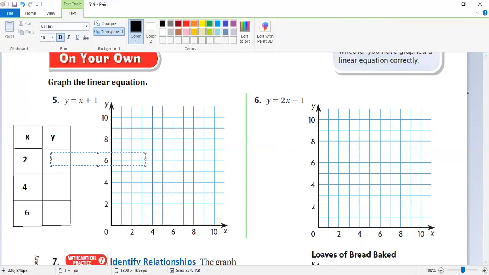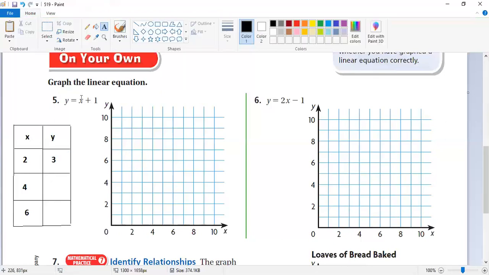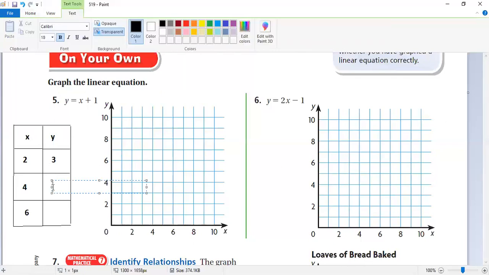Okay, so here in place of X, I will write 2. So 2 plus 1 will give me 3. In place of X, I will write 4. So 4 plus 1 will give me 5. In place of X, I will write 6. So 6 plus 1 will give me 7. So that means when X is 2, Y is 3. When X is 4, Y is 5. And when X is 6, Y is 7.